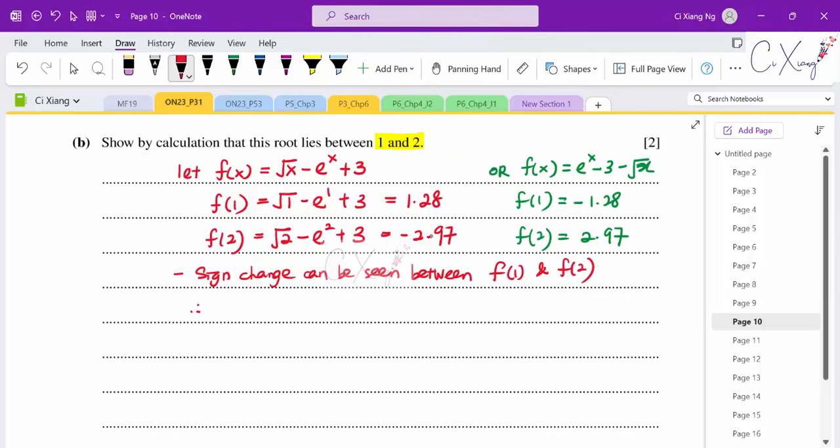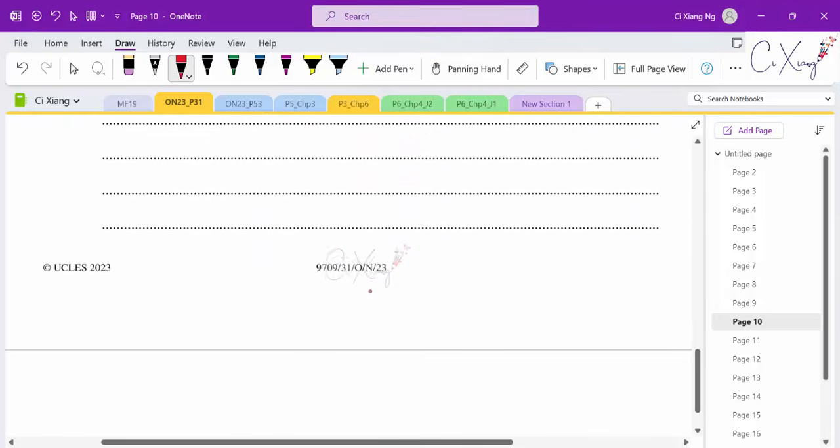Okay, so this also means that the root lies between the value 1 and 2. Yeah, so this is how we show it. All right, then next part, question number 3.